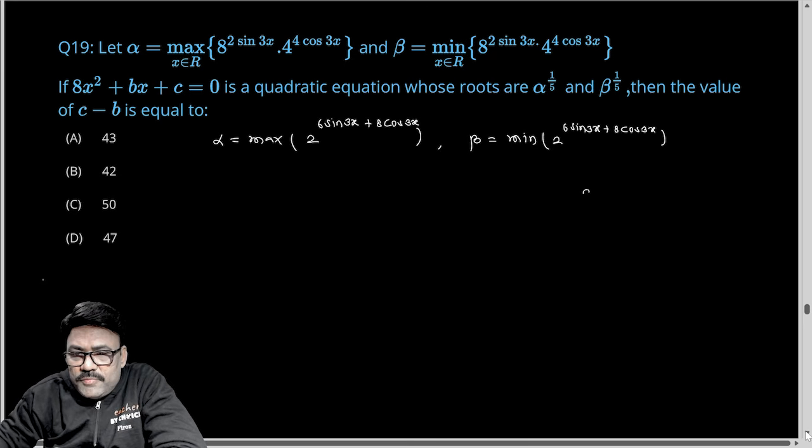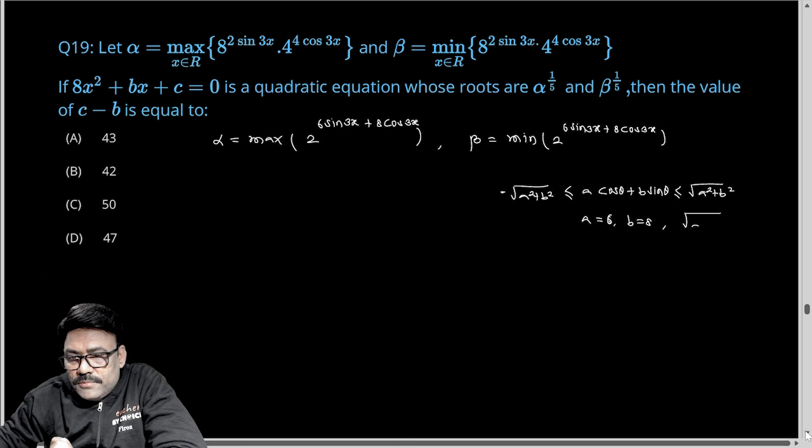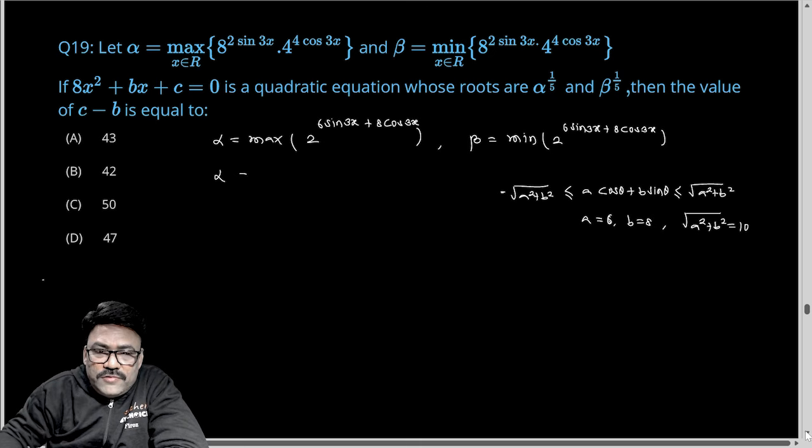And you know that any expression of the form a cos theta plus b sin theta has maximum value under root a square plus b square and minimum value minus under root a square plus b square. In your problem, it is 6 sin 3x plus 8 cos 3x. So a is 6, b is 8. Hence under root a square plus b square is 10. So alpha is the maximum, so alpha will be 2 raised to 10. And beta will be 2 raised to minus 10.